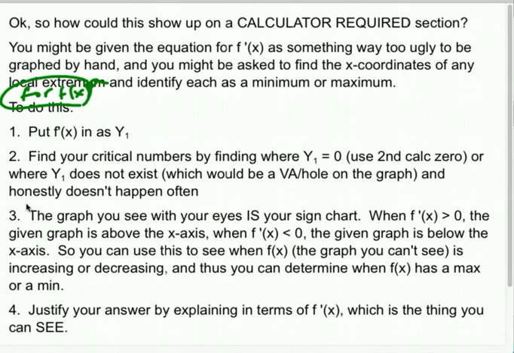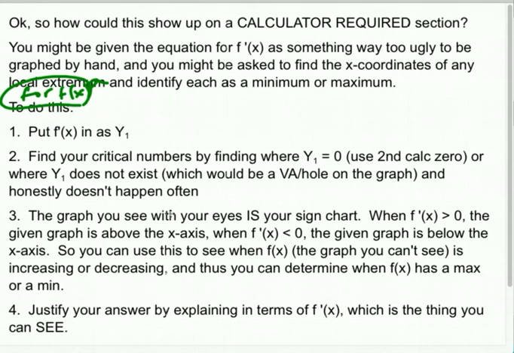And you're going to look for places where y1 does not exist, which would be like a vertical asymptote or a hole on the graph, which doesn't really happen all that often. So the graph you're going to see is your sign chart, right? When f prime is greater than 0, it's going to be the given graph that's above the x-axis. When f prime is less than 0, the given graph is going to be below the x-axis. So you can use this visual sign chart to see what f of x, the graph you can't see, is doing. And you always want to justify your answer in terms of f prime of x.